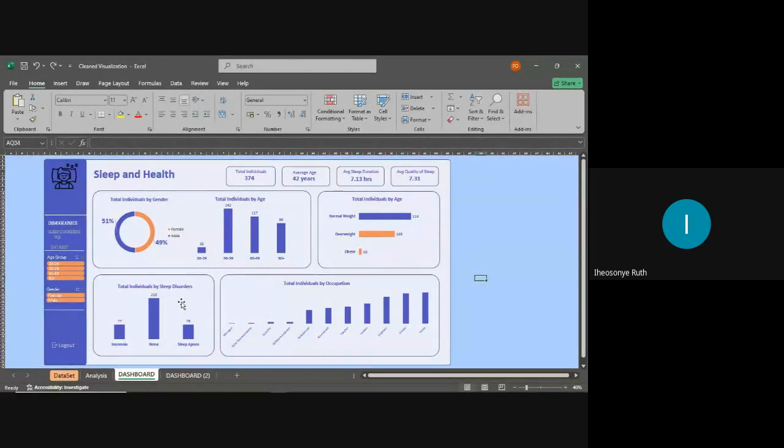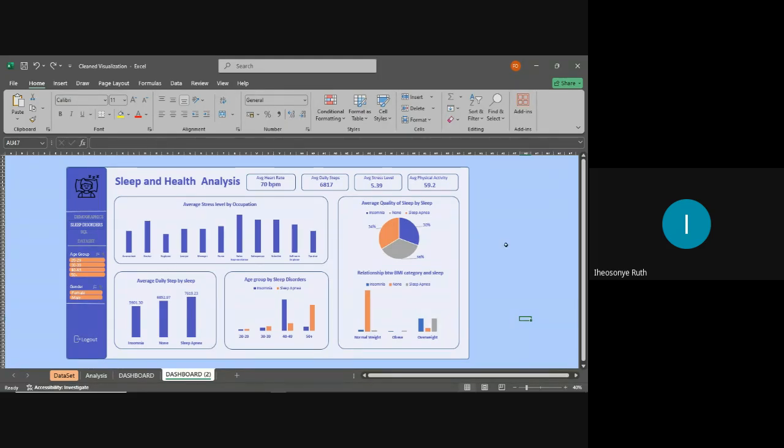Then for the sleep disorder, we found that more individuals, 219 individuals, don't have any sleep disorder, and 77 had insomnia, and 88 experienced sleep apnea. And in the total by occupation, we found that more of the individuals fall under nursing. They were nurses. So please, the second page.